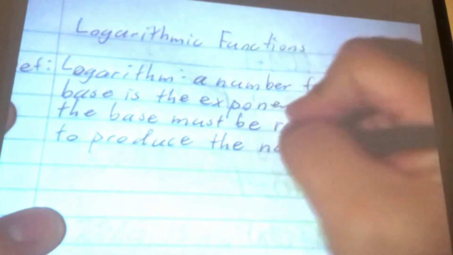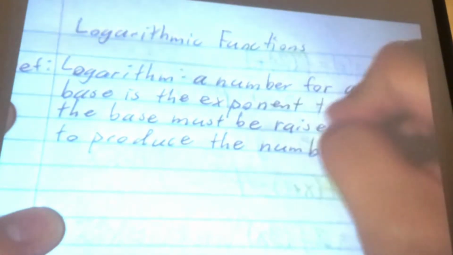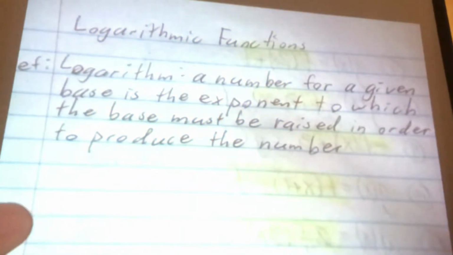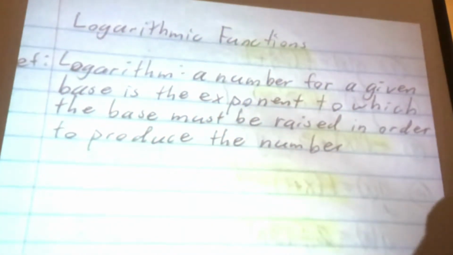Okay. So I know this definition is kind of on the longer side, so I'll give you time to copy it down. And it might sound a little bit confusing right now, but I will show you what logarithm actually is in terms of the problem that we're using.